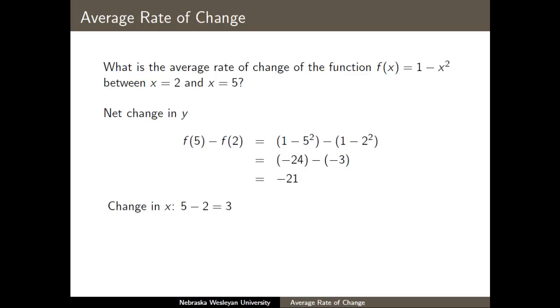Now what about our change in x? Well, we ended at x equals 5 and we began at x equals 2, and so that's a change of 3 in x. And then we can get our average rate of change. This is the net change in y divided by the change in x, just like it was for the graph. This gives an average rate of change of negative 21 divided by 3. Those are the two values we computed. And we get an average rate of change of negative 7.